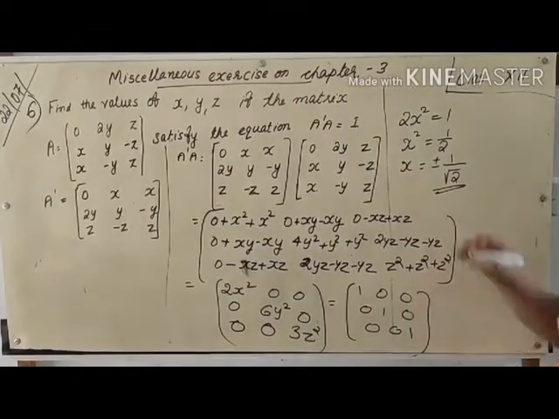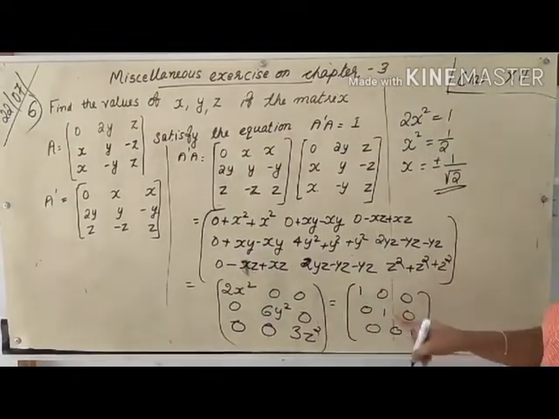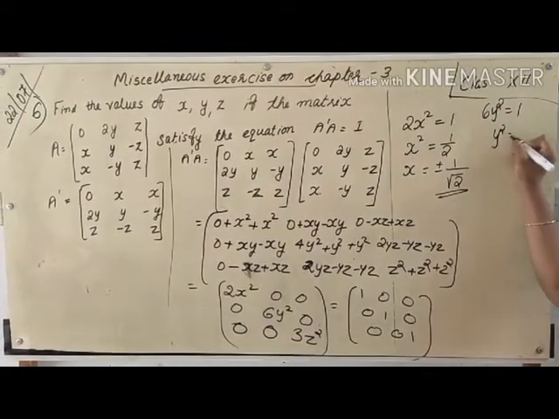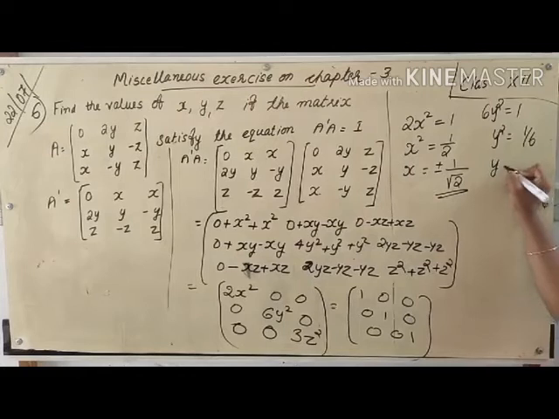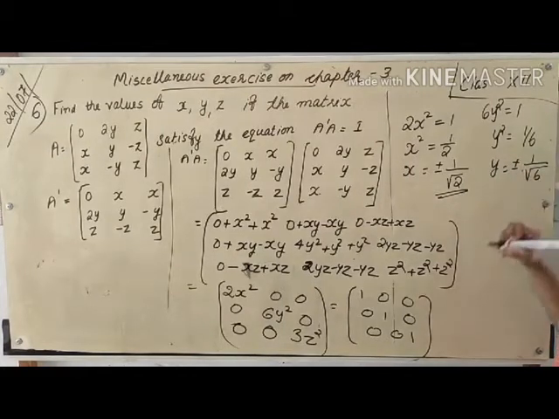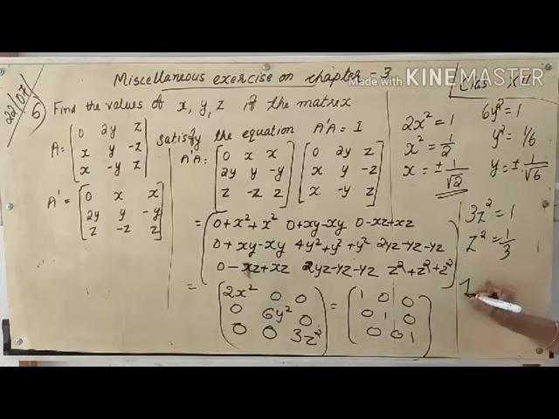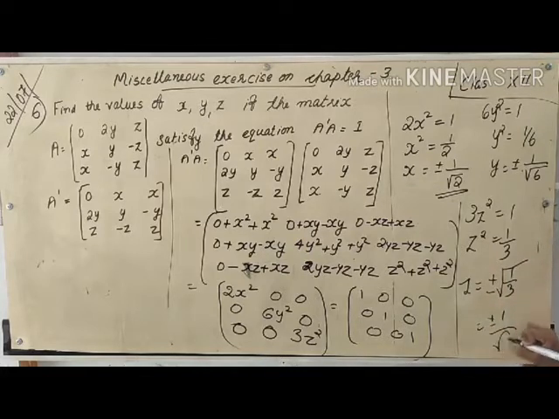And similarly, 6y square is equal to 1. Y square is equal to 1 by 6, and y is equal to plus or minus root of 1 by 6. Okay. Similarly, 3z square is equal to 1, and z square is equal to 1 by 3, and z is equal to plus or minus root of 1 by 3, that is plus or minus 1 by root 3. Okay. I hope you understood this.